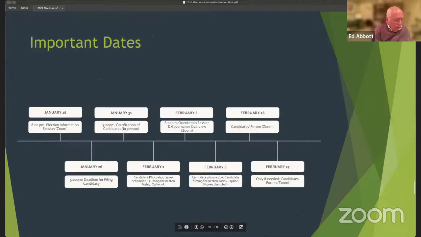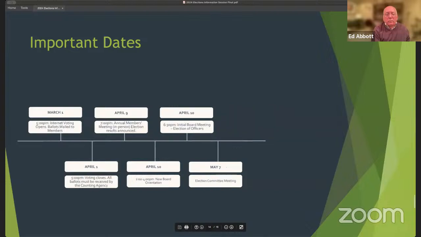Okay, important dates. I'm not going to read this. I think it's fairly straightforward. And next slide. You can see the schedule is pretty tight. Okay, I think this is the last slide. Next to last slide. No.